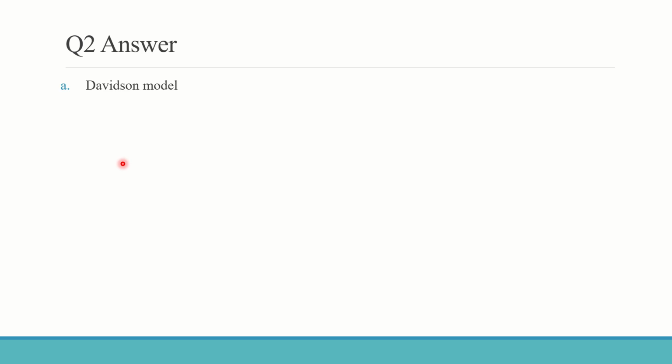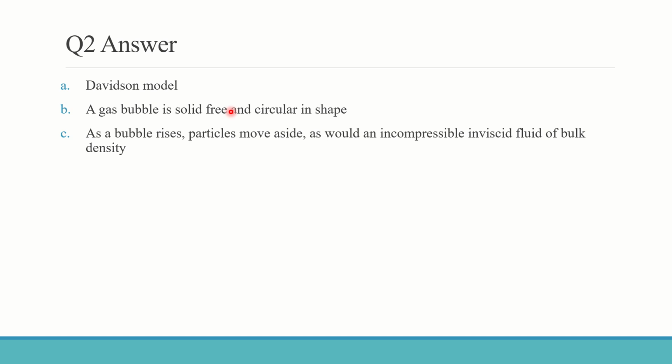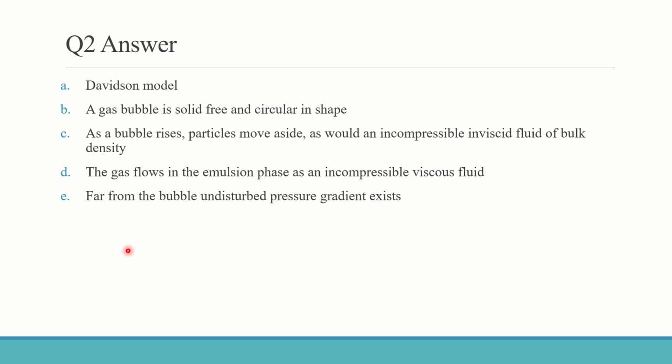So now the Davidson model. A gas bubble is solid free and circular in shape. As the bubble rises, particles move aside as would an incompressible inviscid fluid of bulk density. Gas flows in an emulsion phase as an incompressible viscous fluid. Far from the bubble, an undisturbed pressure gradient exists. The pressure in the bubble is constant. So these are the things given and everything is right. Now let us go to question 3.